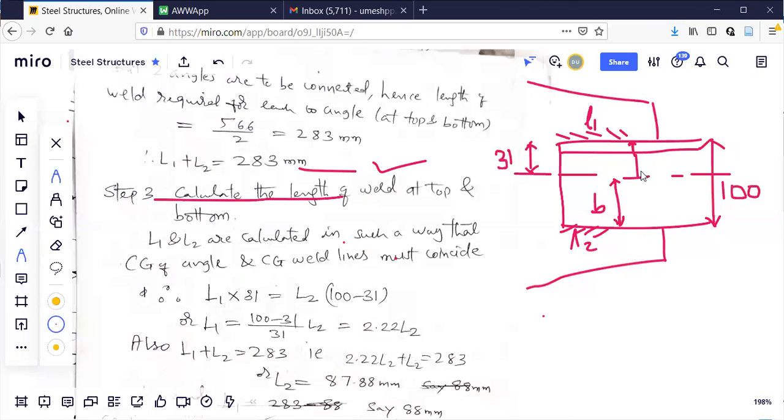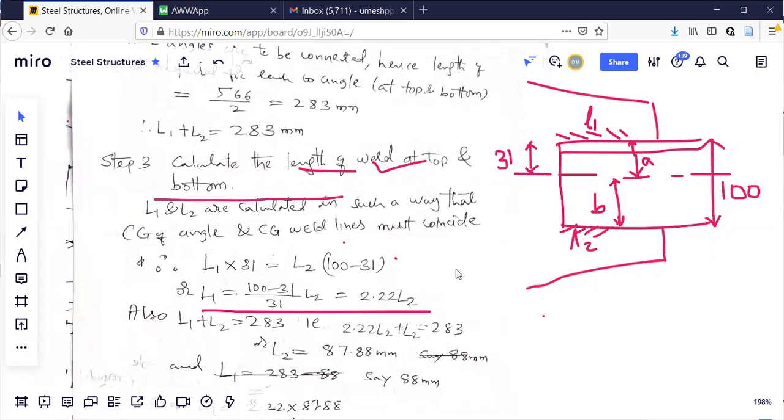A is already there from the steel table. For this angle, the centroidal axis I get from the steel table, that is 31 mm. So L1 into 31 is equal to L2 into 100 minus 31. From this, I can establish a relation between L1 and L2. Therefore, L1 is equal to 2.22 L2.